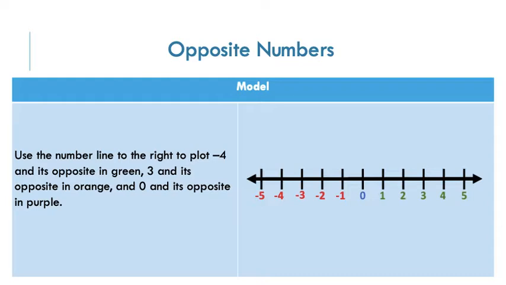So opposite numbers. Here we have a model. And we're going to use the number line to the right to plot negative 4 and its opposite in green, 3 and its opposite in orange, and 0 and its opposite in purple. So for negative 4, we're going to plot that one first. So that's negative 4, and its opposite is 4, so I'm plotting 4.